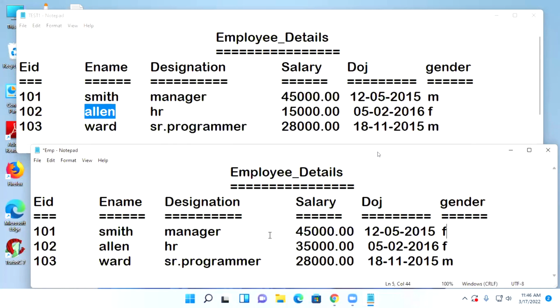Okay, now. So I can save this one. Yes, this file is also saved. And after that, I just open these two files. What happened again? Now tell me, is Smith male or female?